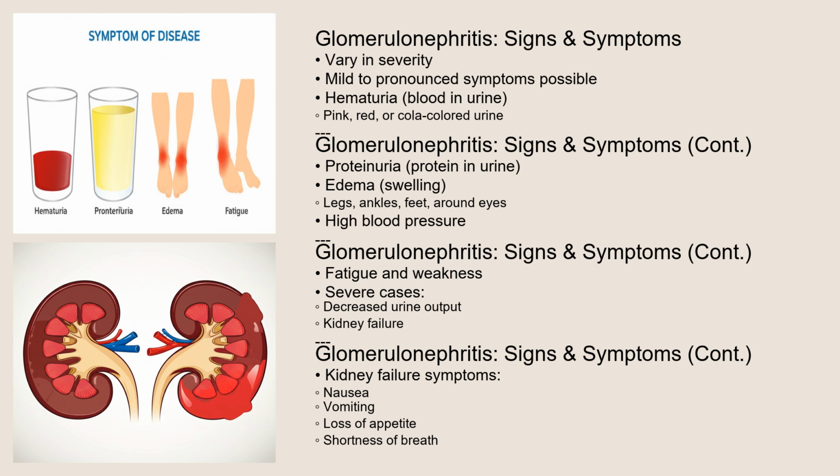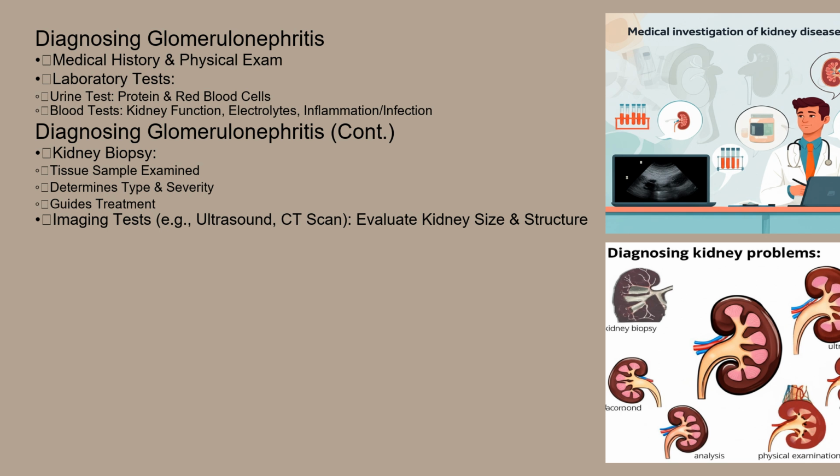High blood pressure is also common due to the kidneys' impaired ability to regulate fluid and electrolytes. Fatigue and weakness can occur as a result of the buildup of waste products in the blood. In severe cases, glomerulonephritis can lead to decreased urine output and even kidney failure, causing nausea, vomiting, loss of appetite, and shortness of breath. Diagnosing glomerulonephritis typically involves a combination of medical history, physical examination, and laboratory tests.